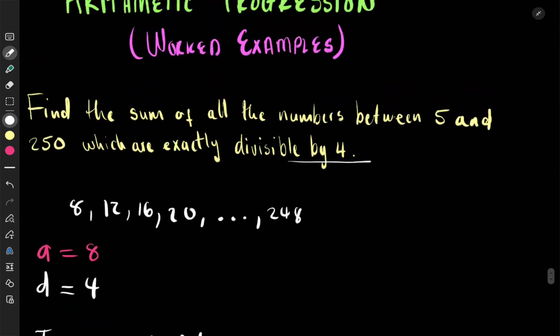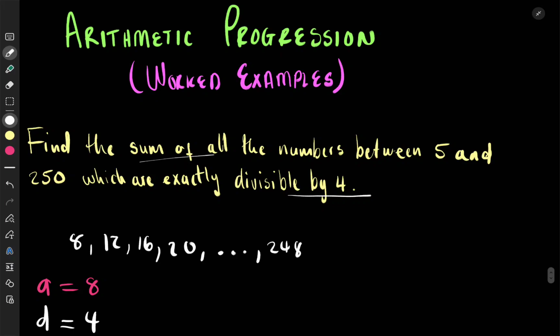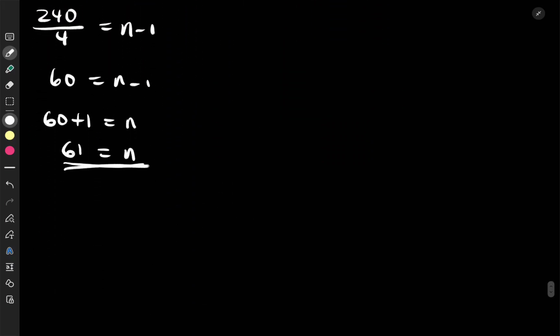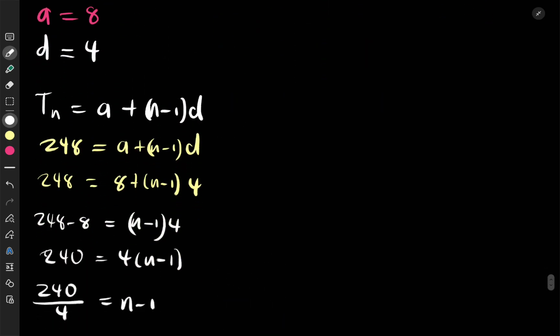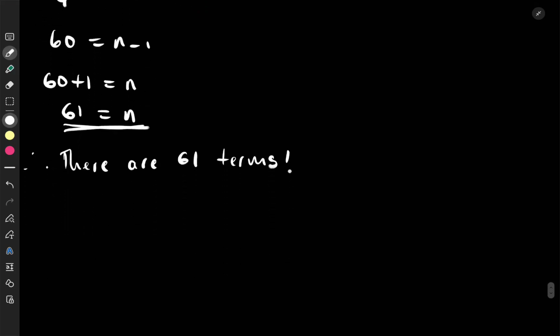Now, what did the question say? Find the sum of all the terms. So I know that there are 61 terms. They want the sum of all those terms. So the first thing is they say find the sum of things which are all divisible by whatever. You must find the number of terms which are there. Then now you can find the sum.